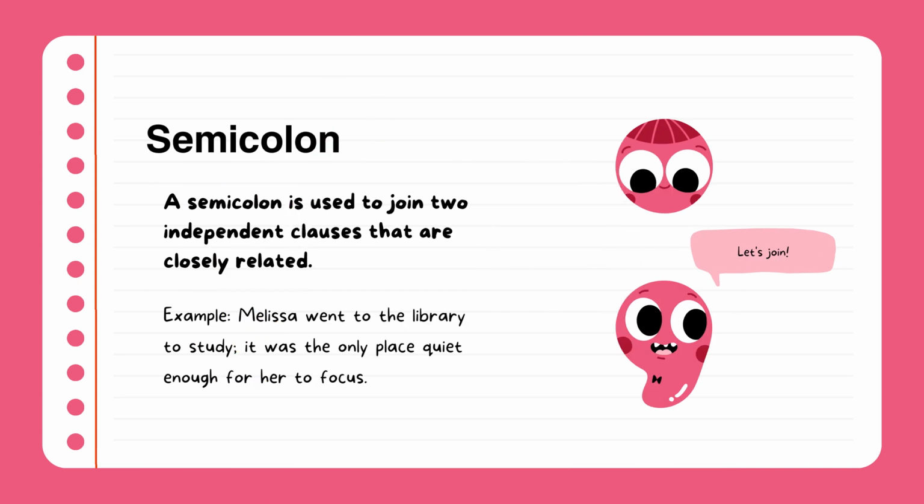Semicolon. A semicolon is used to join two independent clauses that are closely related. Example: Melissa went to the library to study; it was the only place quiet enough for her to focus.